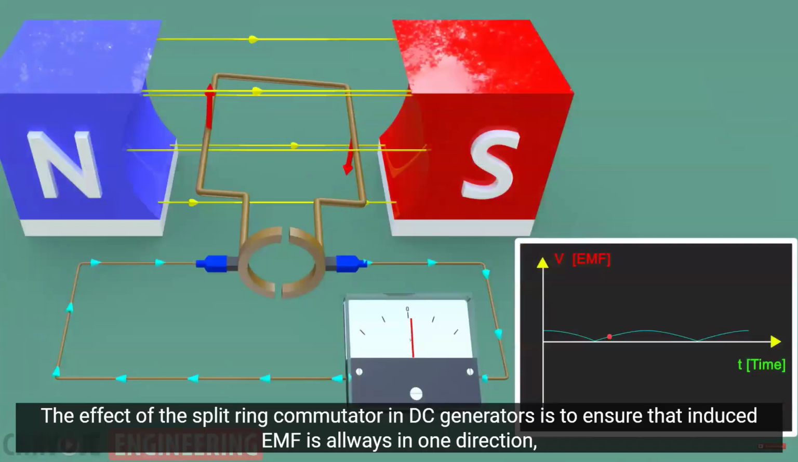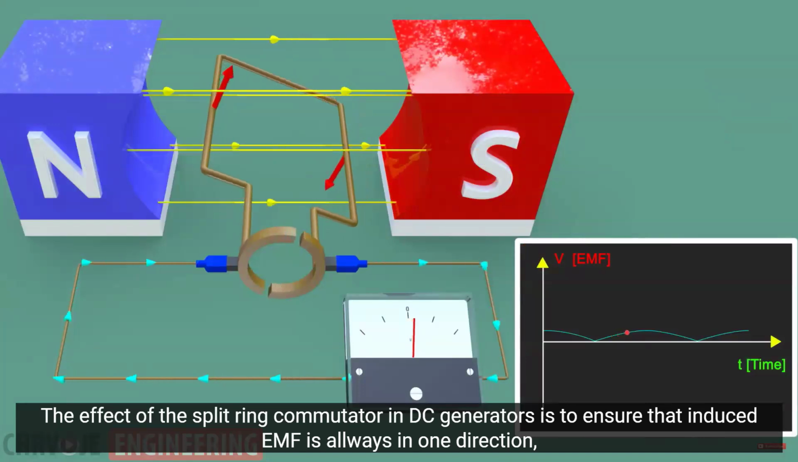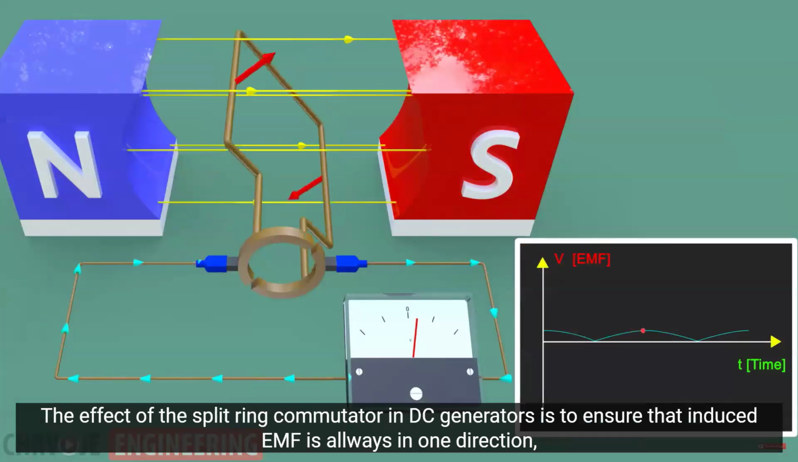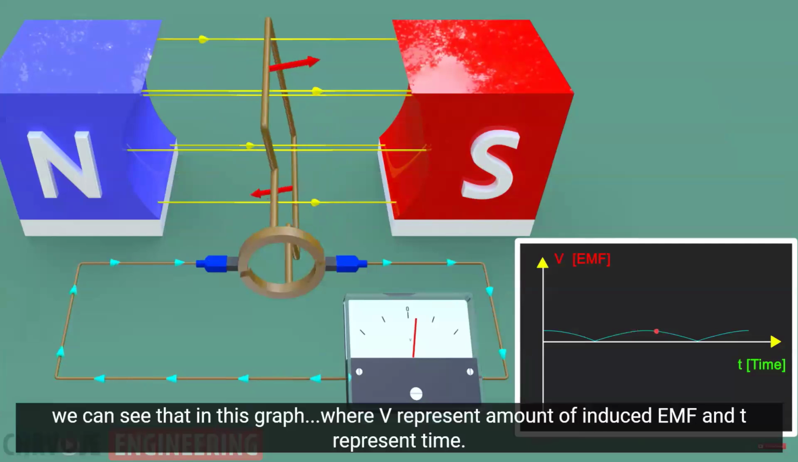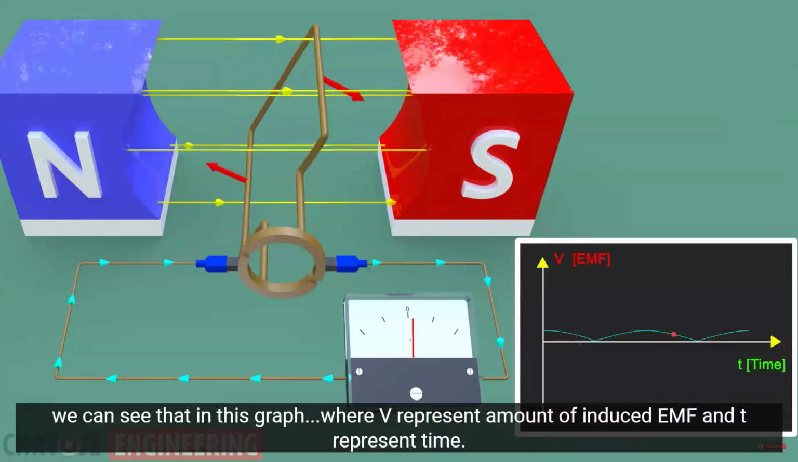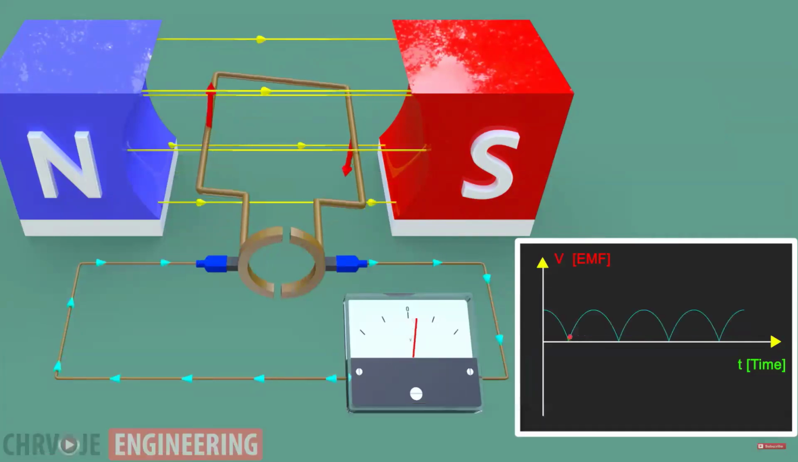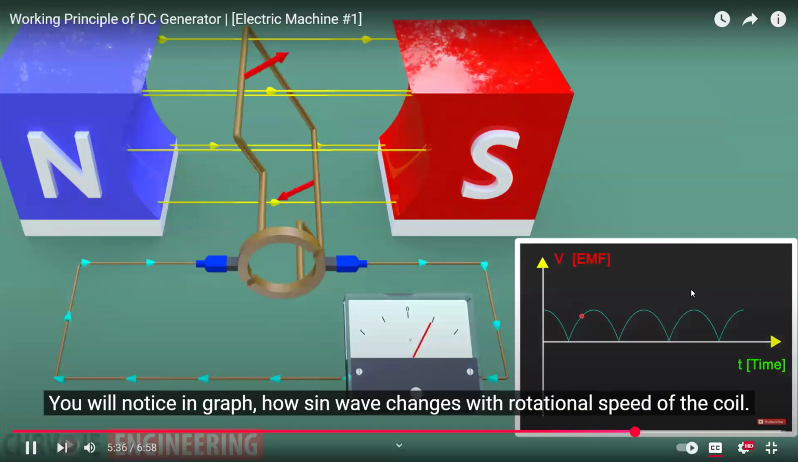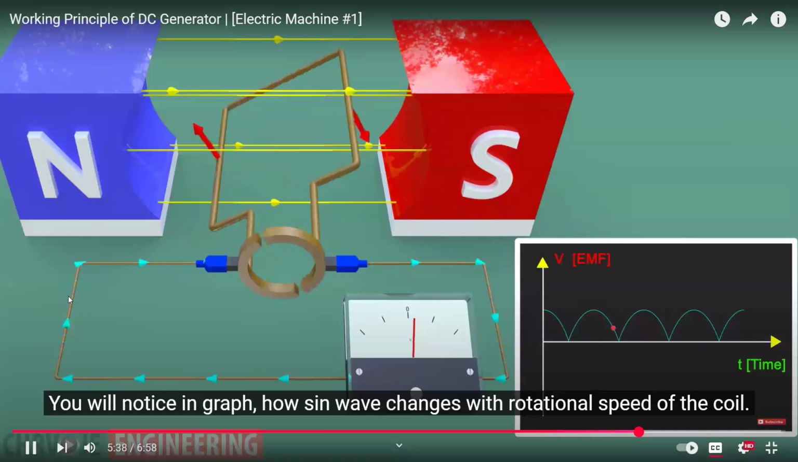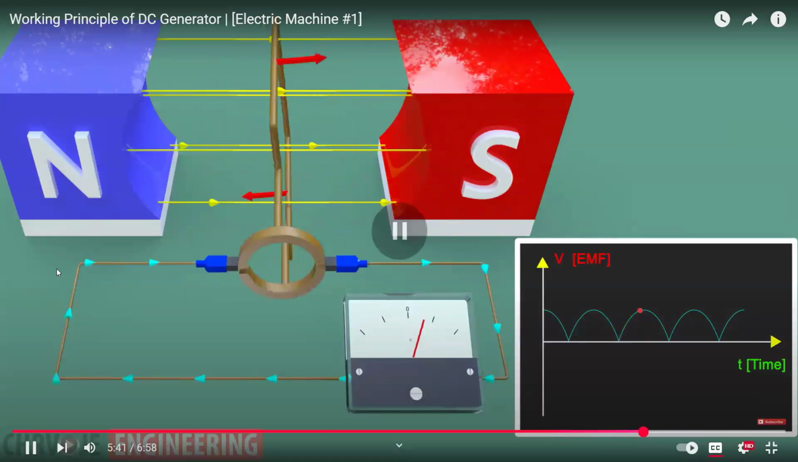The effect of the split ring commutator in DC generators is to ensure that the induced EMF is always in one direction. We can see that in this graph, where V represents the amount of induced EMF and T represents time. You will notice in the graph how the sine wave changes with rotational speed of the coil.